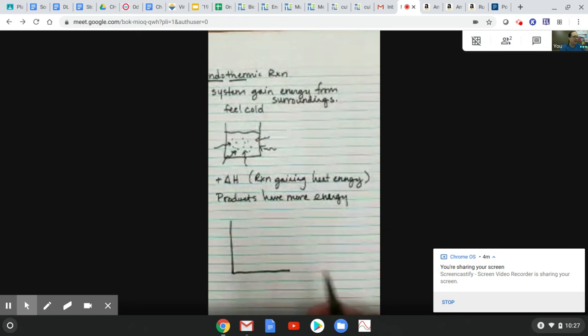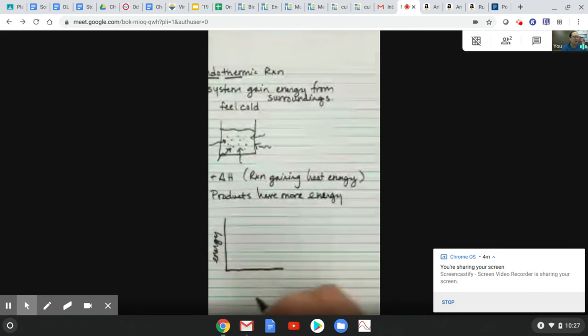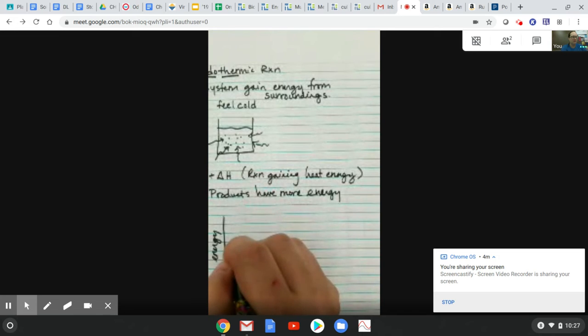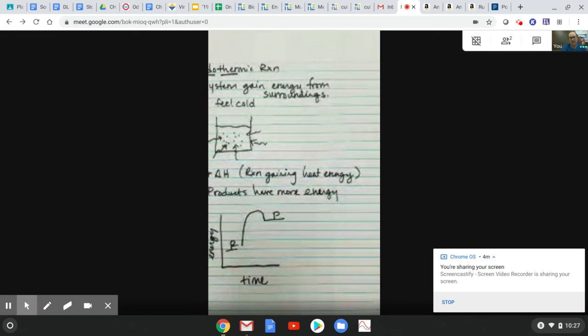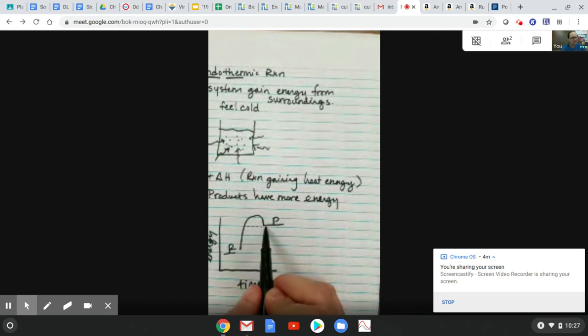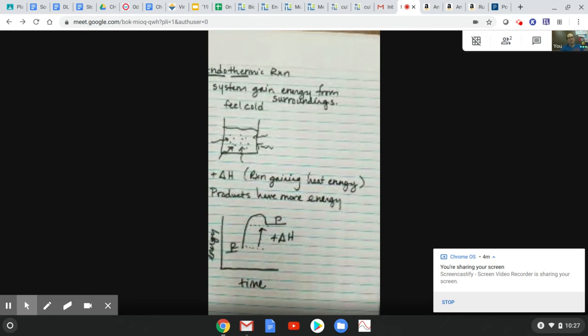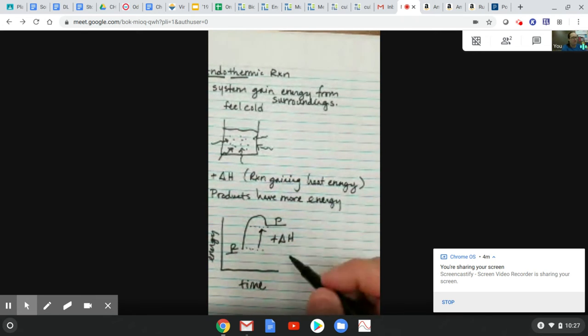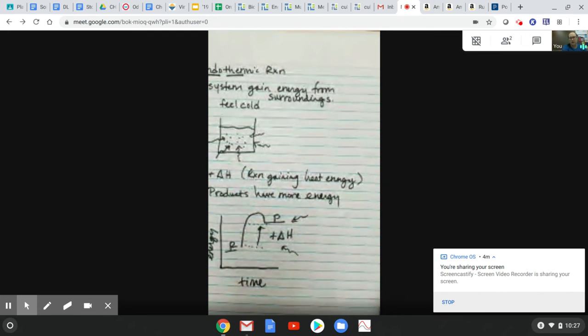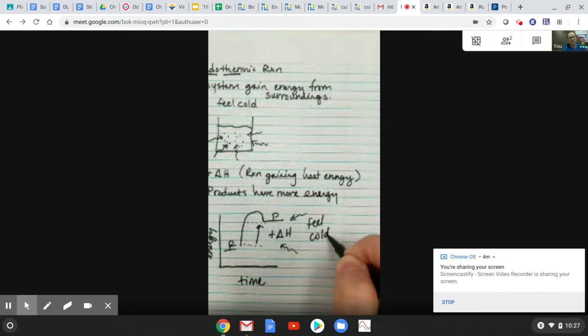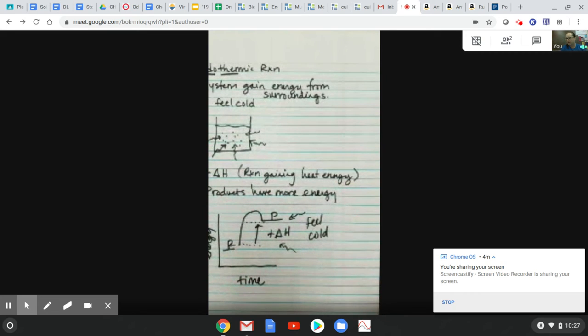So the way that an energy diagram would look here, if I'm looking at energy over time, my products are going to end at a higher level than my reactants. So this amount of energy right here that I gained, that's the positive delta H. And where did I get it from? From the surroundings, which is why this outside area is now going to feel cold to the touch. So that pretty much covers exothermic and endothermic reactions, enthalpy, and how to tell if a chemical change is occurring.